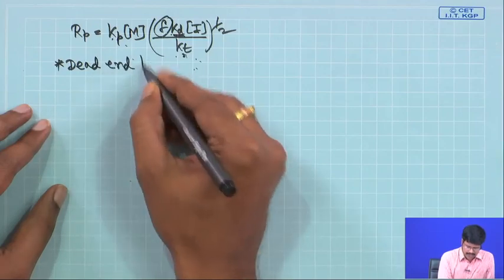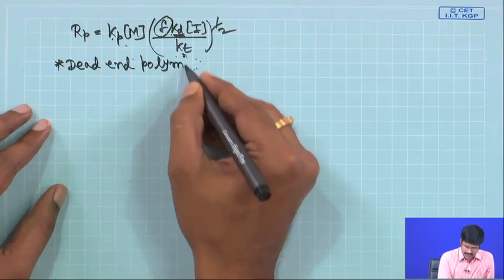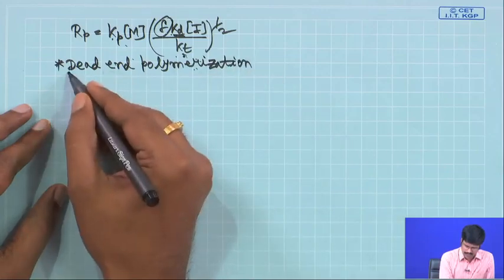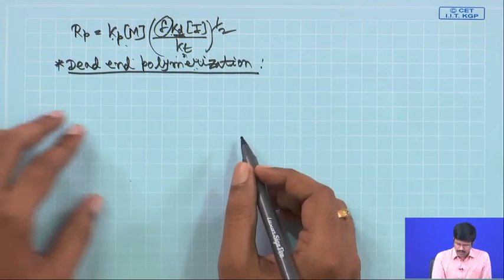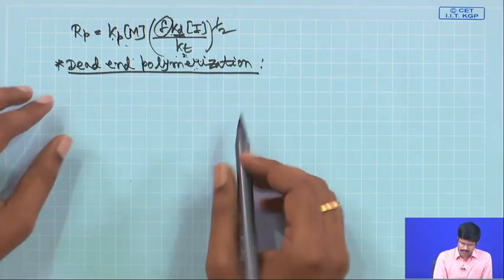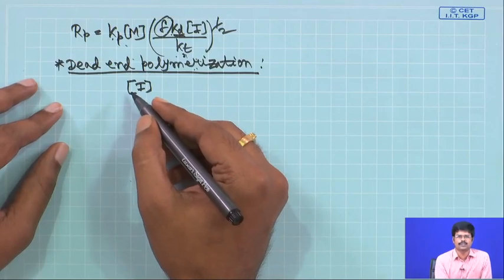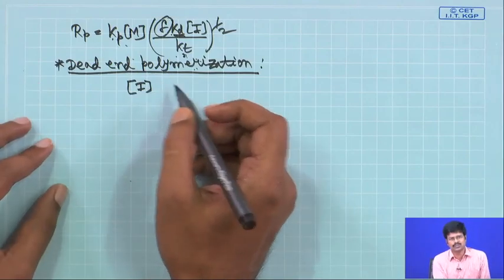One particular process through which you can find out the value of Kd is through dead end polymerization. These are the kind of polymerizations where we assumed the initiator concentration is constant for the reaction, which is not always true.